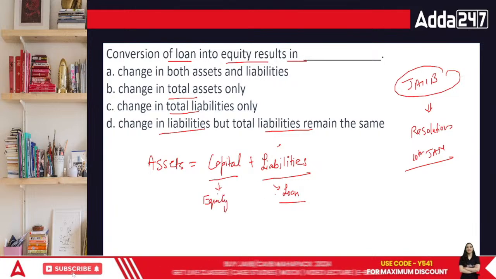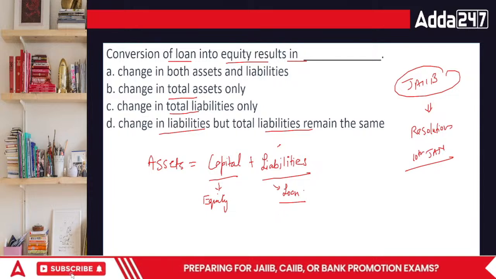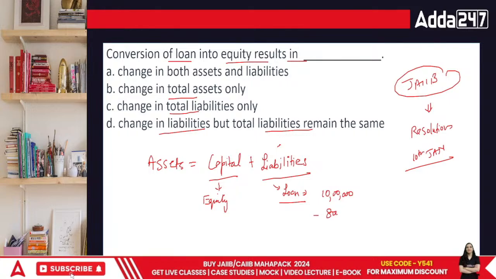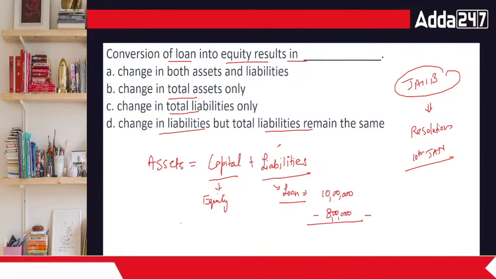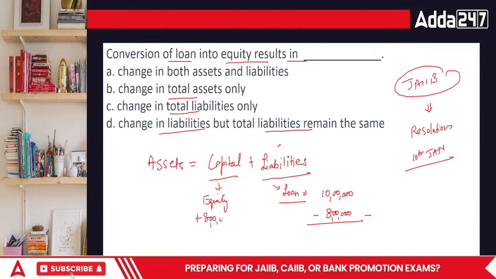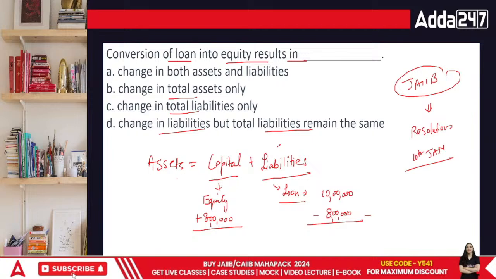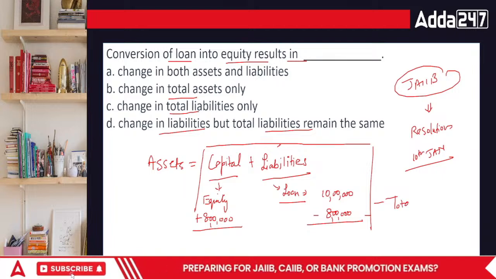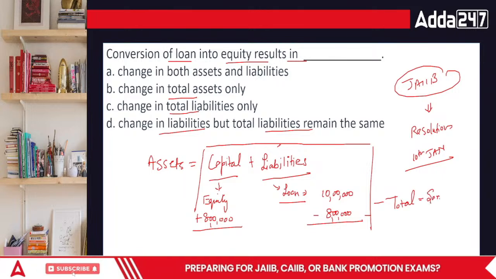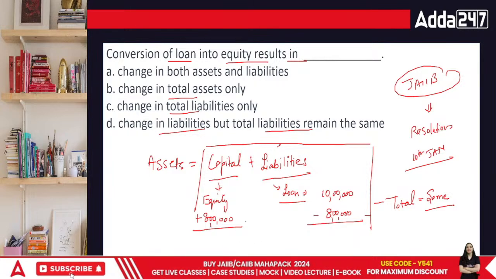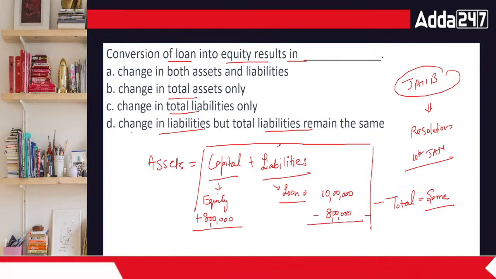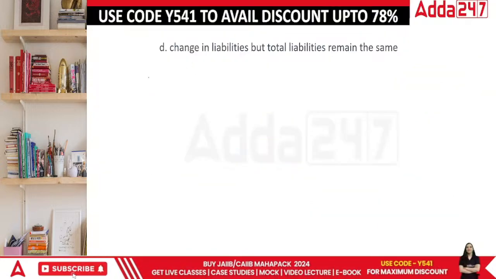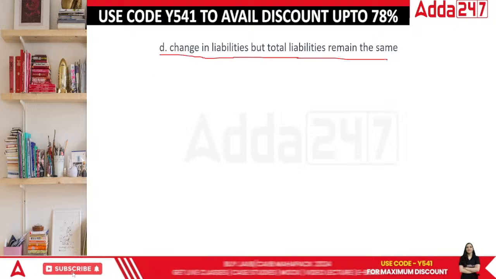If there was a loan and you remove this loan, the total loan was of 10 lakh, out of 10 lakh they said 8 lakh is converted into equity. So technically you will remove 8 lakhs from here and you will add 8 lakhs here, right? The total liability side is the same, but the difference is in the values. So can I say there is a change in liabilities but the total liabilities remain the same, right? So that's the point number D, everyone.